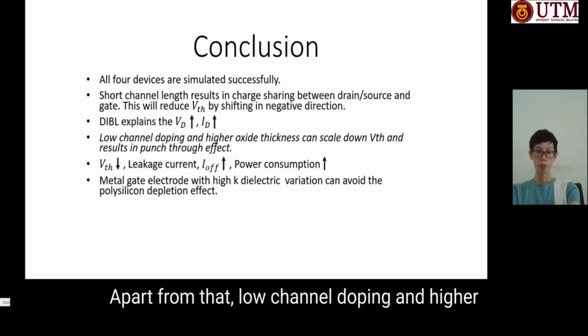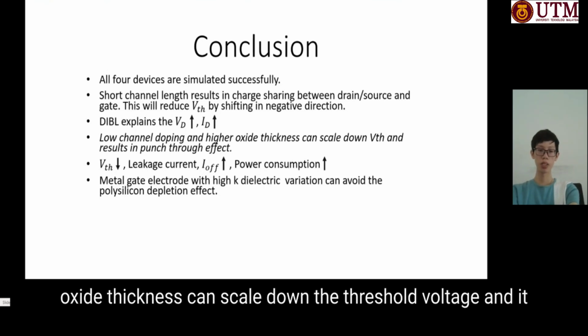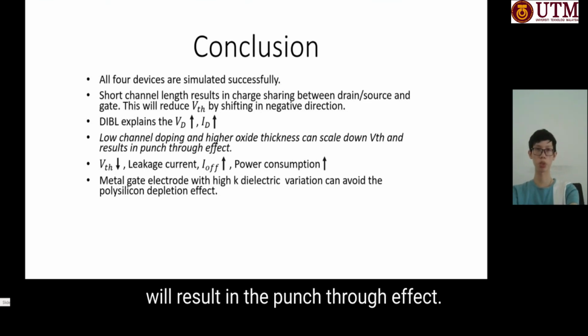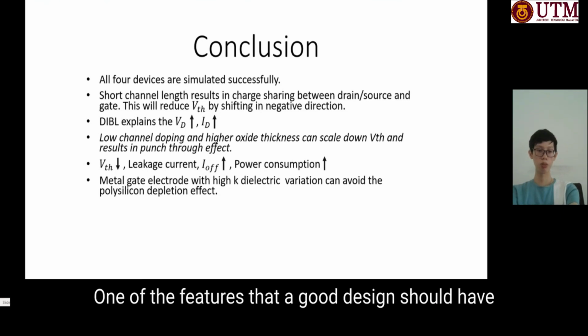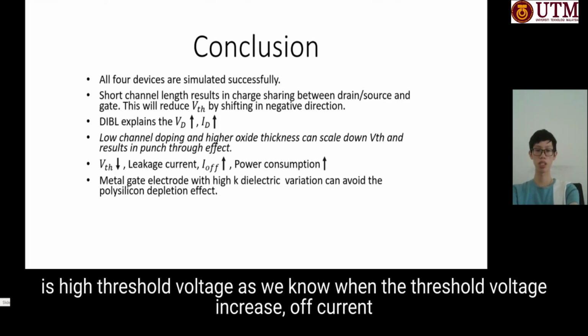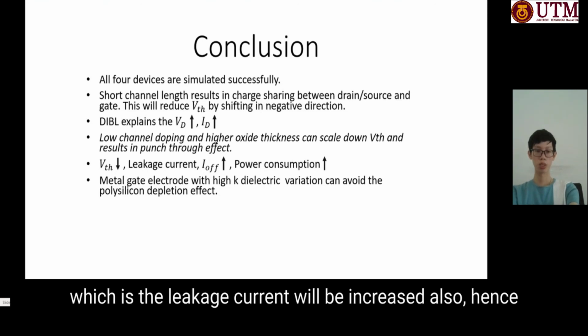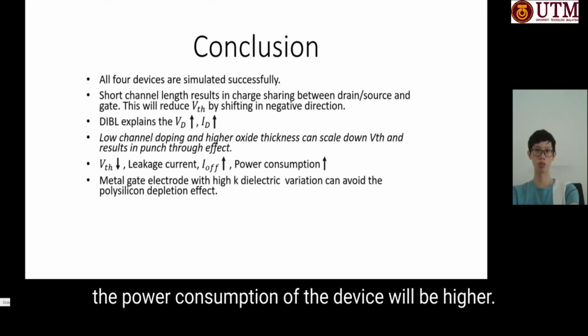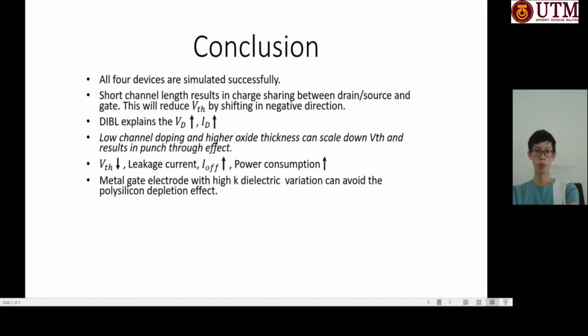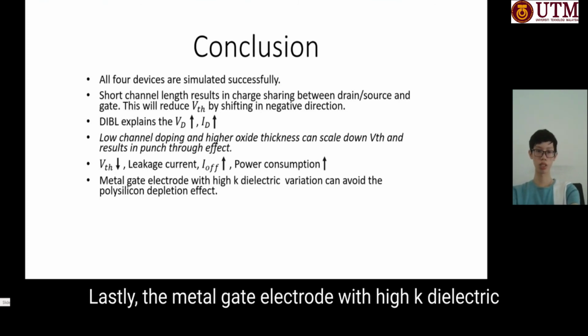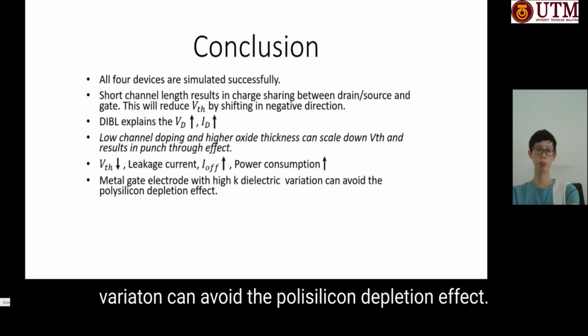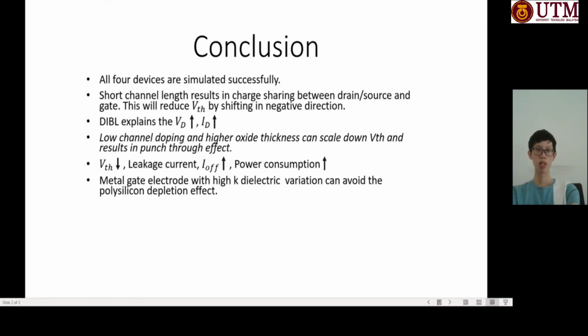Apart from that, low channel doping and higher oxide thickness can scale down the threshold voltage, and this will result in the punch-through effect. One of the features that a good design should have is a high threshold voltage. As we know, when the threshold voltage decreases, the off current, which is the leakage current, will increase also. Hence, the power consumption of the device will be higher. Lastly, the metal gate electrode with high-K dielectric can avoid the polysilicon depletion effect.